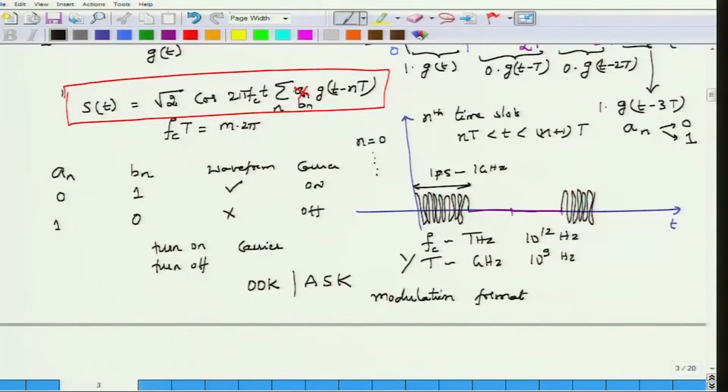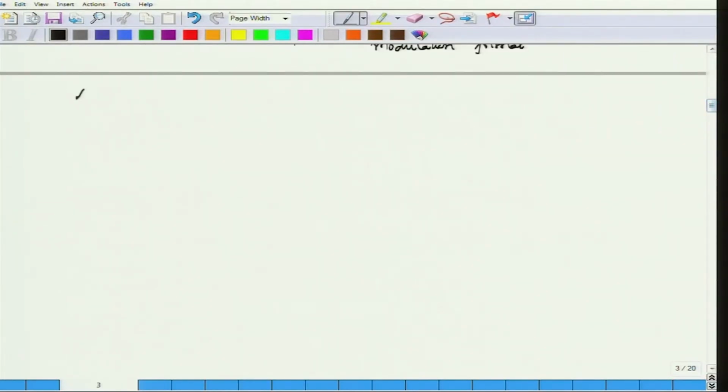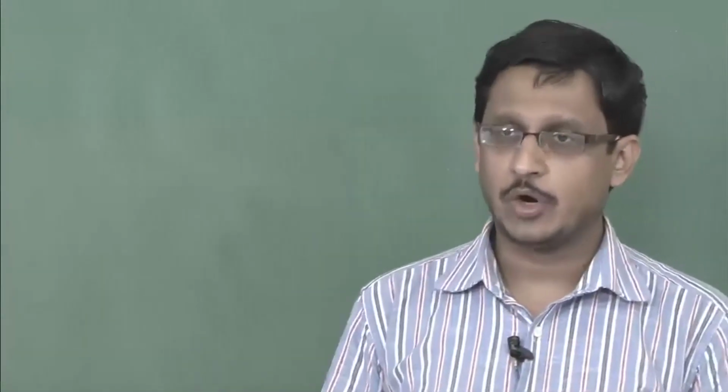You can think of on off keying and amplitude shift keying as a general amplitude modulation. Modulation is basically changing the characteristic of the carrier in order to represent the data. In our case, the data is a bit sequence of 0 or 1. So for 0 you give some amplitude, for 1 you give some amplitude. So essentially you are doing amplitude modulation.